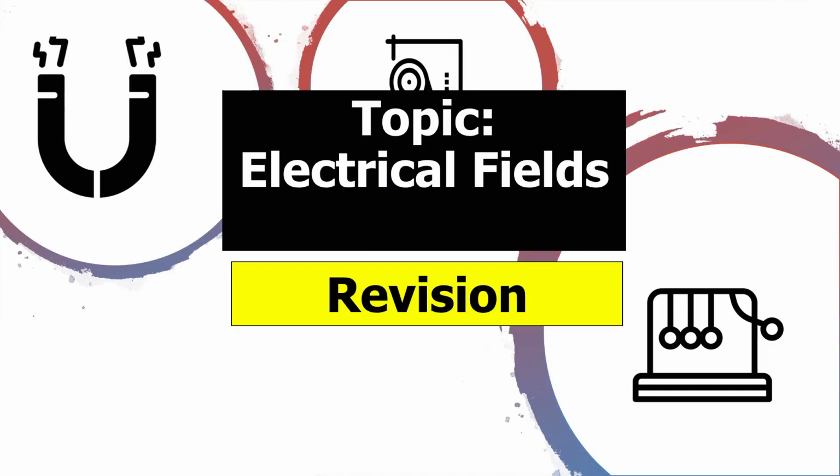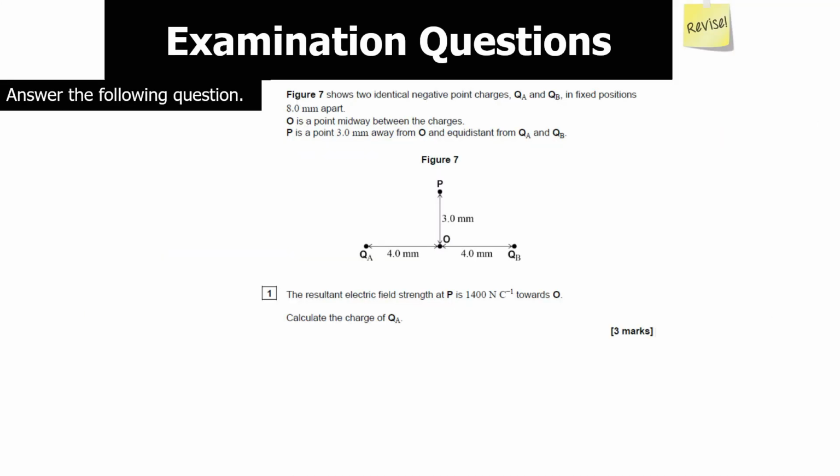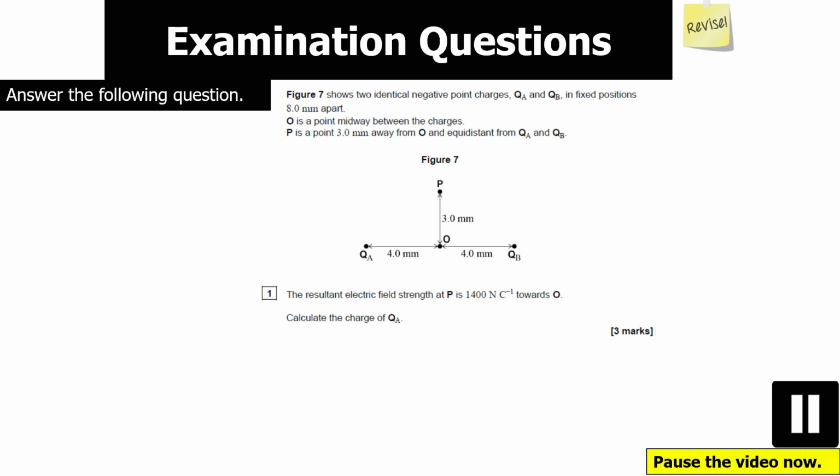We're now going to have a look at some questions to do with the electrical fields topic. Figure 7 shows two identical negative point charges, QA and QB, in fixed positions 8 millimeters apart. O is a point midway between the charges, P is a point 3 millimeters away from O, and equidistant between QA and QB. Firstly, the resultant electrical field strength at P is 1400 newtons per coulomb and towards O. Calculate the charge of QA. So pause the video now, then unpause the video when you want to go through your answer.